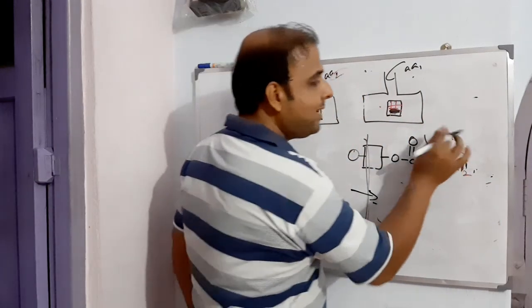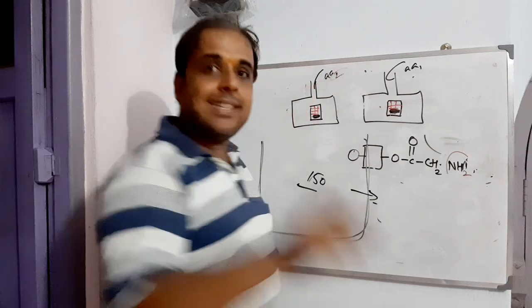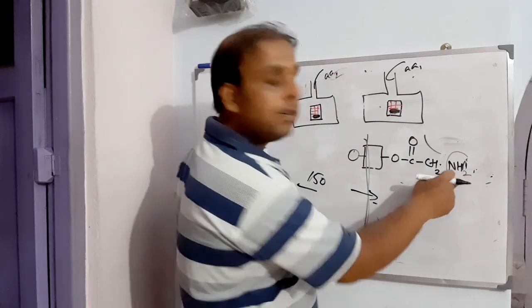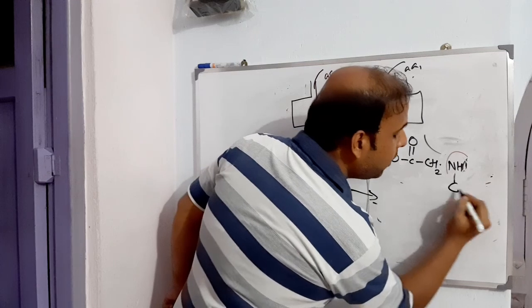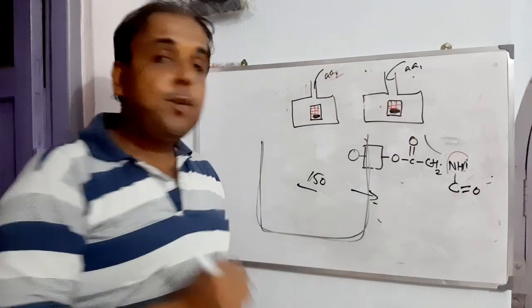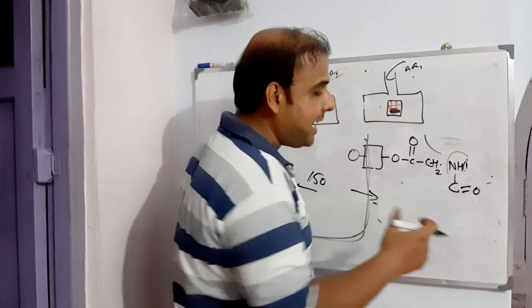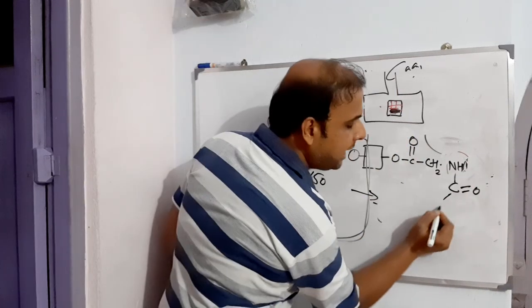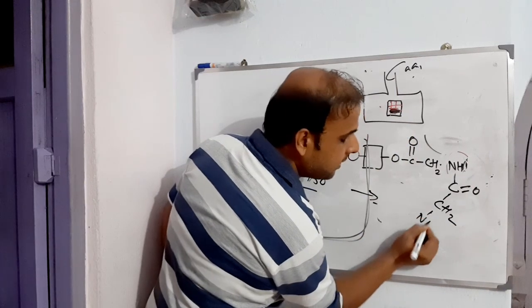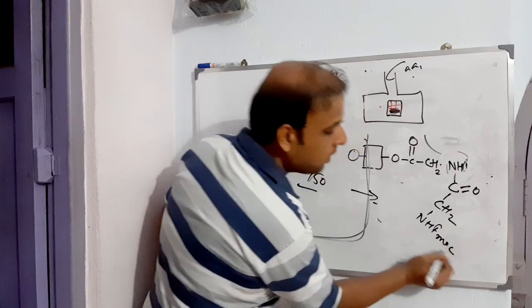Once the second amino acid approaches, the C-terminal of the second amino acid will be involved. It will take the help of the C-terminal to form a peptide linkage, and finally we have got something like this, NH-FMOC.